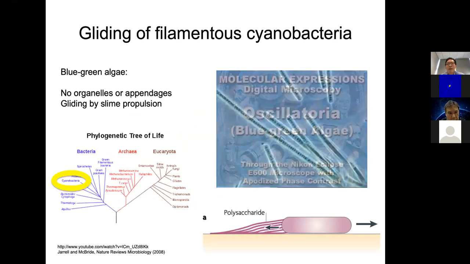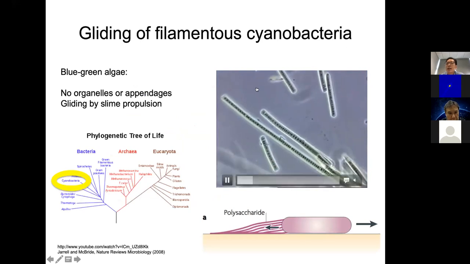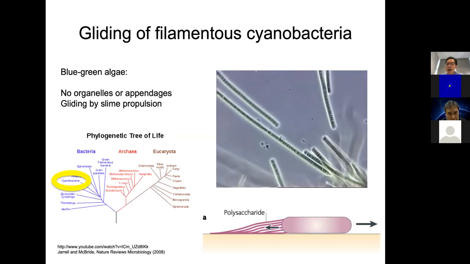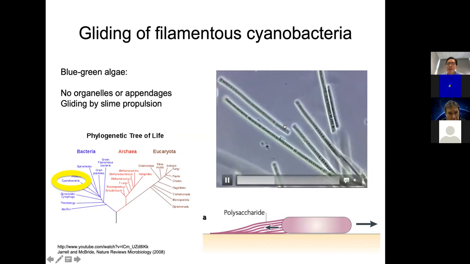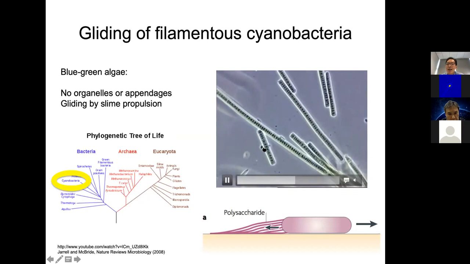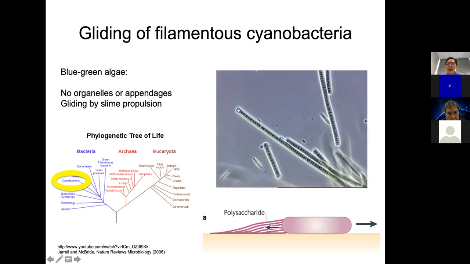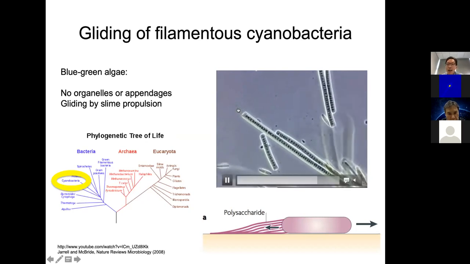I'd like to start with a very, very ancient species called cyanobacteria. If you go to Sentosa Beach or East Coast Park during the intertidal regions, you can sometimes see blooms of this cyanobacteria, this algae. They're very ancient in the sense that they don't have any organelles or appendages. They are just essentially filaments that assemble together to form even longer filaments. So there's nothing to them. So the question is, how do they move?